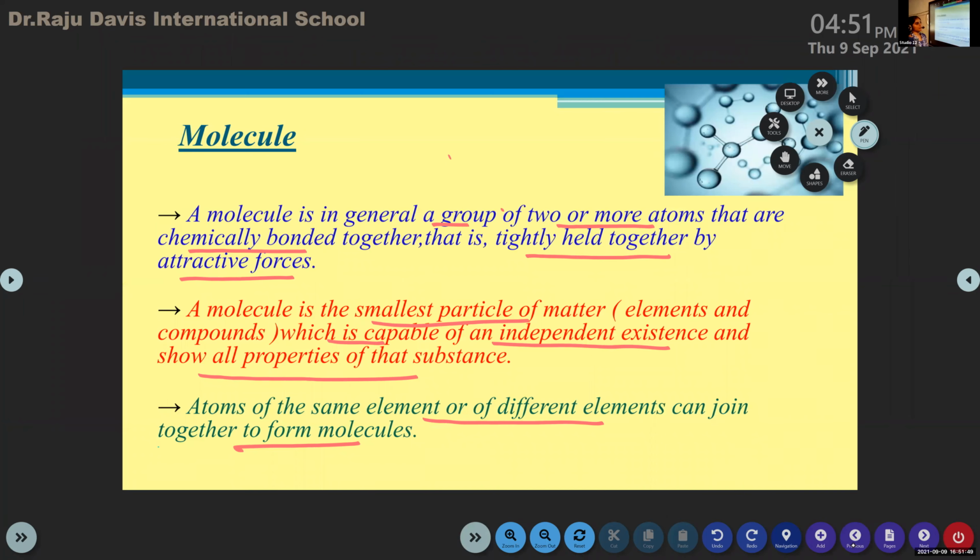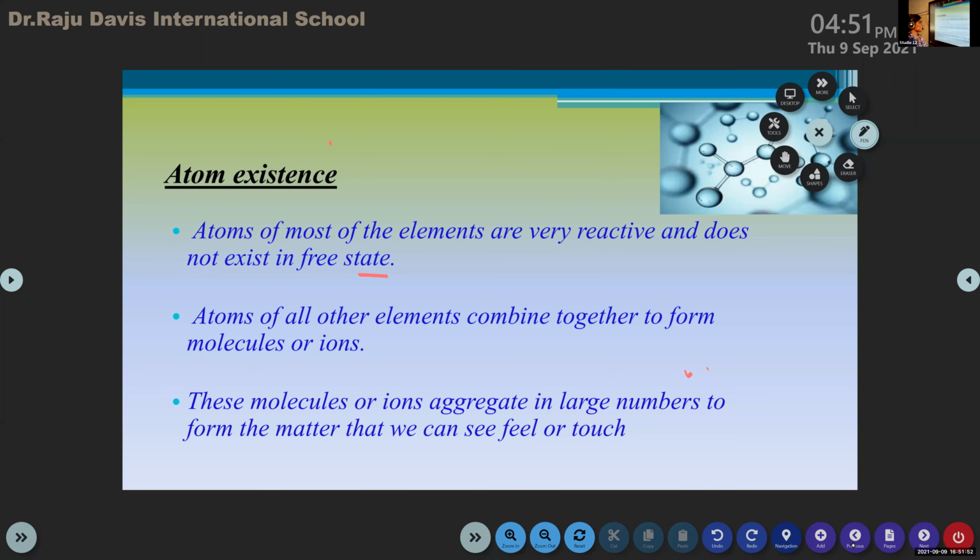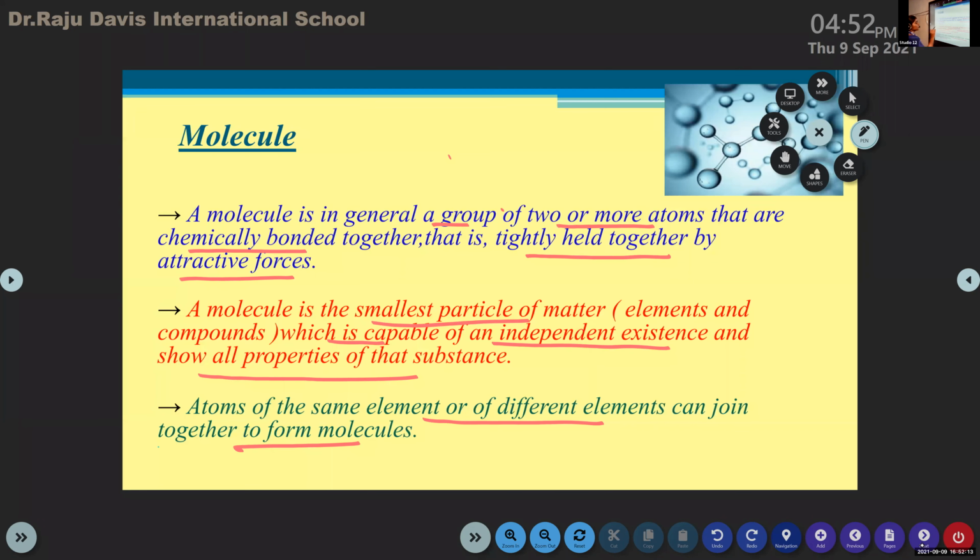So we started with this topic, existence of atoms. Atoms of most of the elements are very reactive and do not exist in a free state. These atoms combine together to form molecules or ions. These molecules or ions combine together to form matter. Then we learned about molecules. A molecule is in general a group of two or more atoms that are chemically bonded or tightly held together by certain attractive forces. A molecule is the smallest particle of matter which is capable of independent existence and shows all properties of that substance.